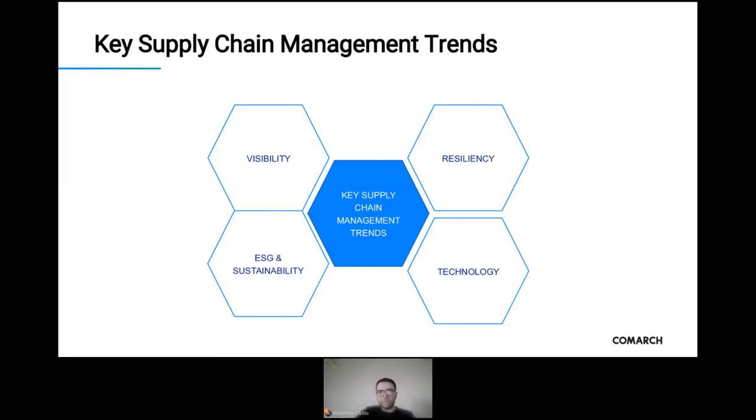Also, another key supply chain management trend for many leaders is, of course, sustainability and environmental, social, and governance. As we know, this kind of initiative is now included in many companies' priorities already for this year, but also for the next year.